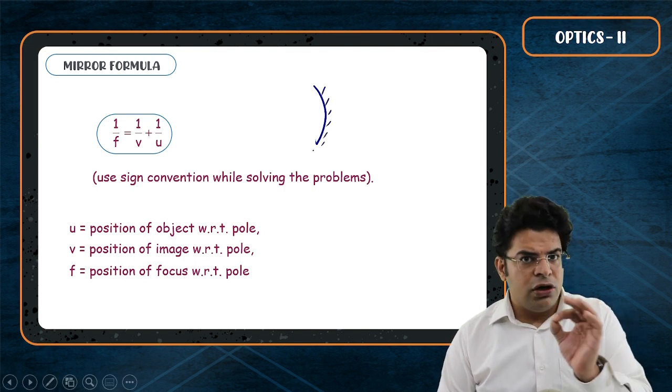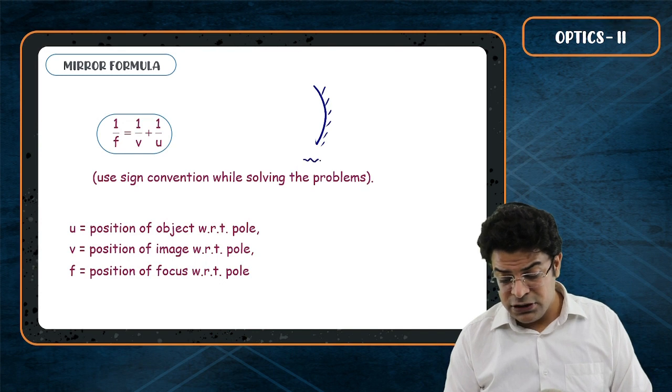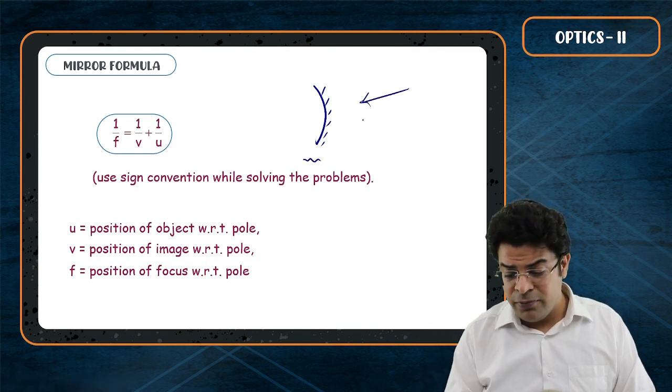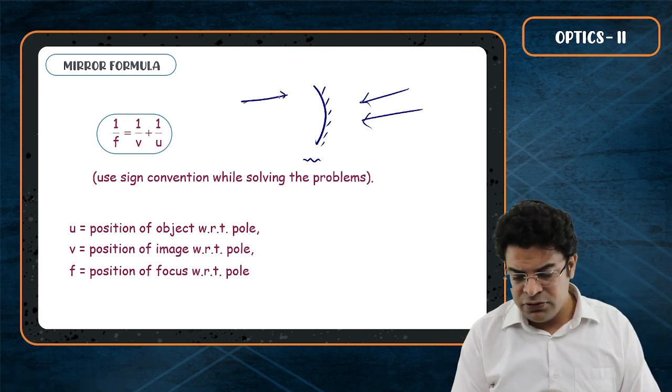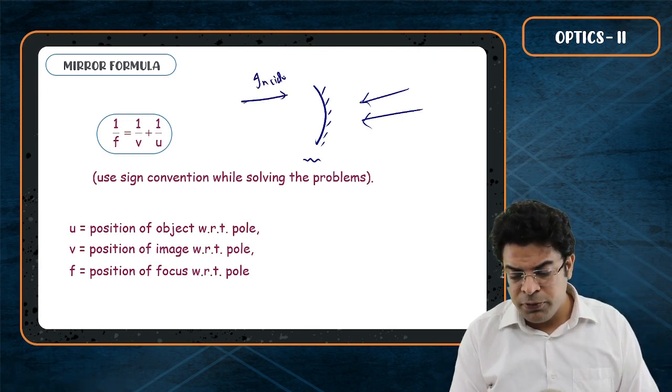If you have got a concave mirror looking like this, you can't have incident rays coming from here. The incident rays must hit from the front. So this is the direction of propagation of incident rays.